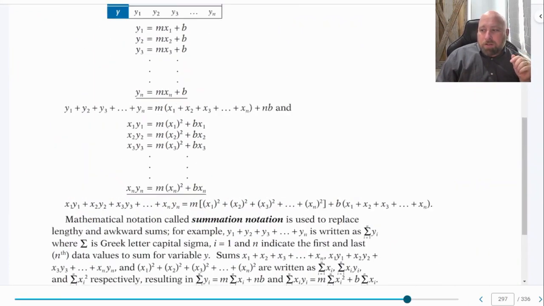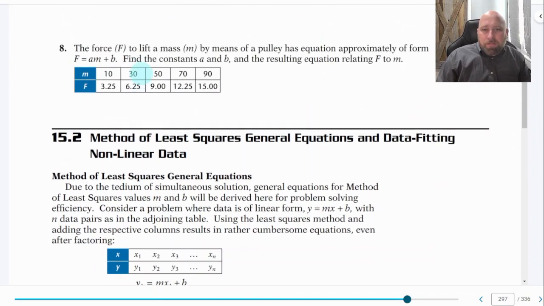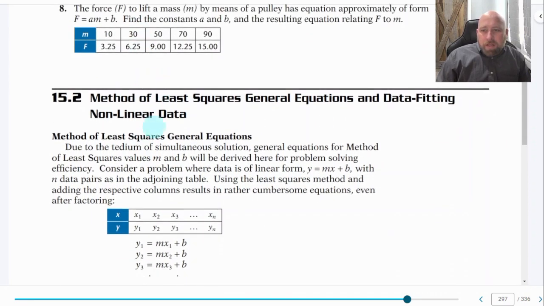Here we are on page 297 in your book. We have the method of least squares, general equations, and data fitting nonlinear data. That's a big title, and it's a big bunch of information here. So let's go ahead and take a look at it and see what we need to do here.